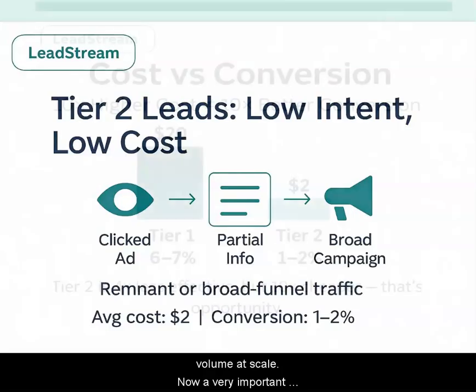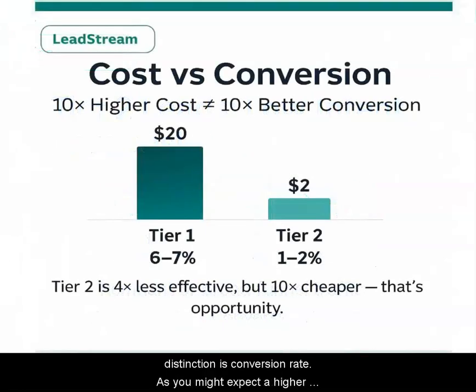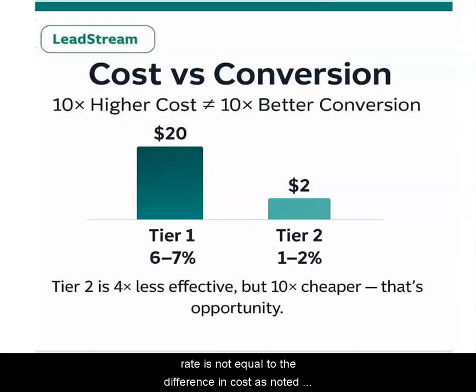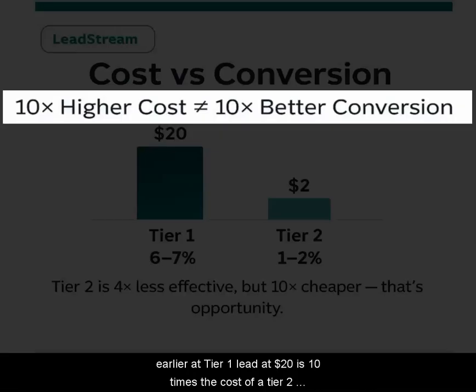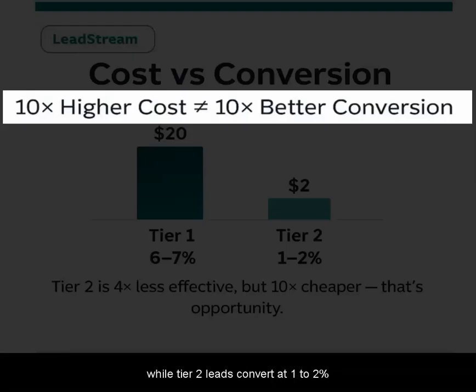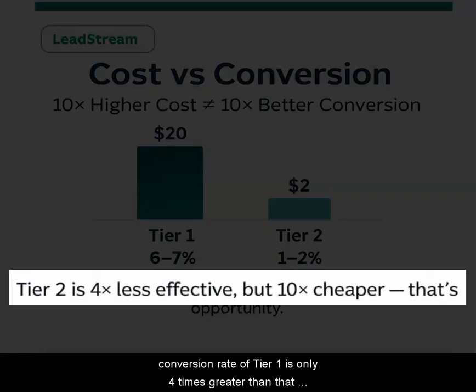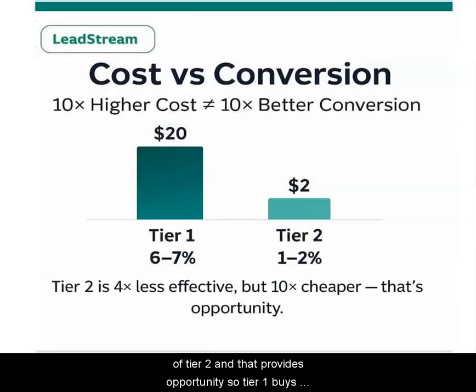Now, a very important distinction is conversion rate. As you might expect, a higher priced Tier 1 lead will convert better than a lower priced Tier 2 lead. But the surprise is that the difference in conversion rate is not equal to the difference in cost. As noted earlier, a Tier 1 lead at $20 is 10 times the cost of a Tier 2 lead. However, Tier 1 leads convert at about 6 to 7%, while Tier 2 leads convert at 1 to 2%. So while the price difference is 10 times greater, the conversion rate of Tier 1 is only 4 times greater than that of Tier 2, and that provides opportunity.